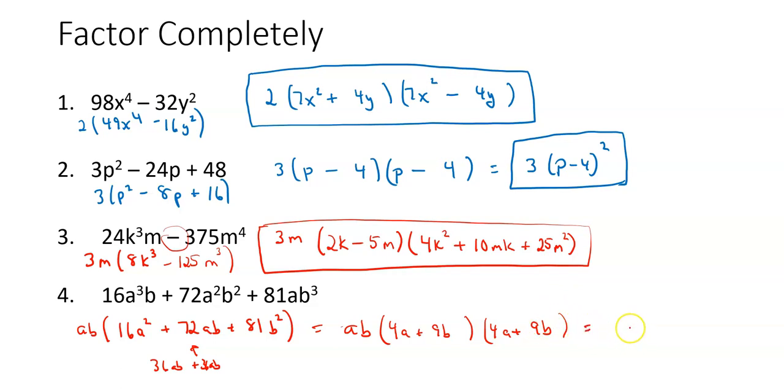So I can write my answer as AB times 4a plus 9b squared. If I have two of the same term multiplied together, it's a square. So because I have 4a plus 9b times itself, it's 4a plus 9b squared.